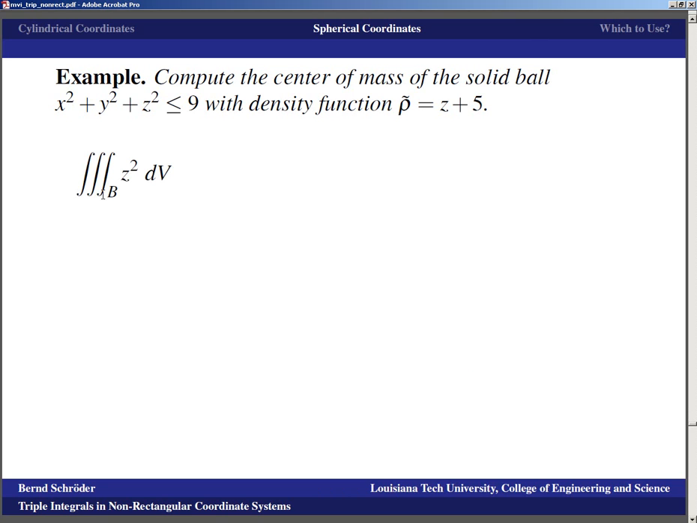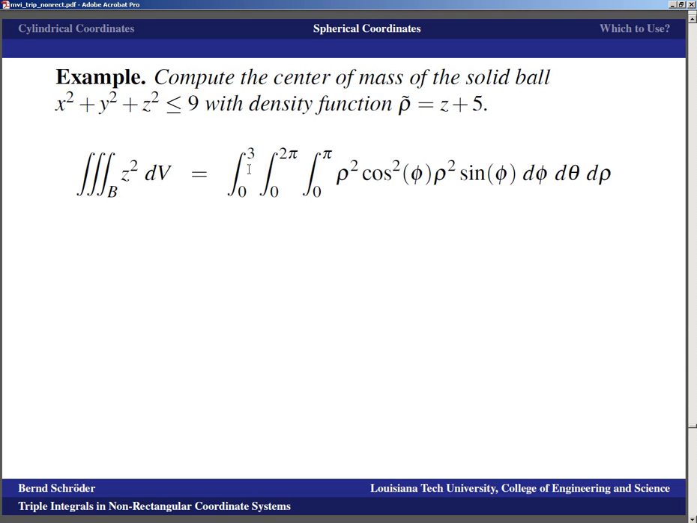Alright, so that means we still need to figure out the integral of z squared dV. Well, that'll be the integral from 0 to 3 for rho, 0 to 2 pi for theta, and 0 to pi for phi of z squared, which is rho squared cosine squared phi, times our volume element, which is rho squared sine phi d theta d rho. And again, the highlighting doesn't want to capture the rho here, unless it captures a little bit of the phi also.